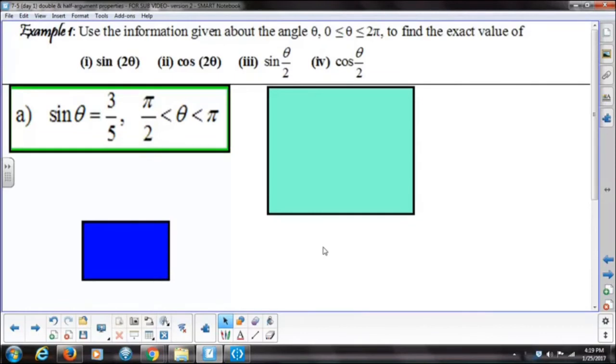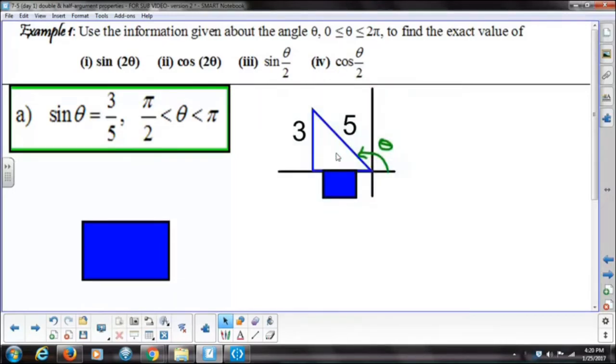Now what we're going to do is use these new properties, the half argument properties and the double argument properties, and learn how to apply them. So you're going to have these problems where they say, find sine of 2 theta, find cosine of 2 theta, find sine of theta over 2 or 1/2 theta, and find cosine of 1/2 theta. So the original problem in this first problem, they tell us the sine of theta is 3/5. They also tell us that theta is less than pi, but greater than pi over 2. So that tells me it's in the second quadrant. So what you want to do is draw your angle with the triangle in the second quadrant.